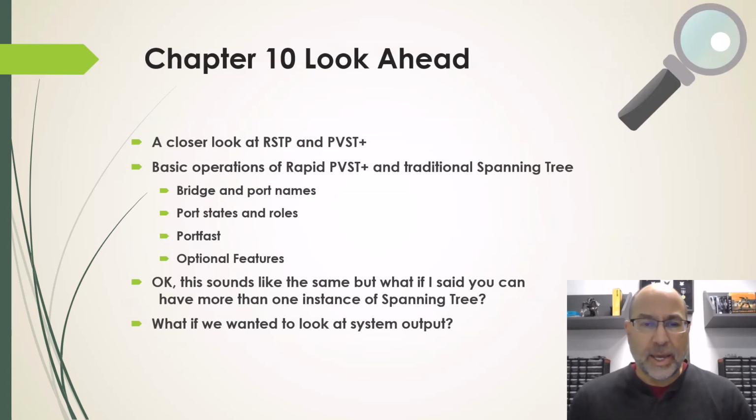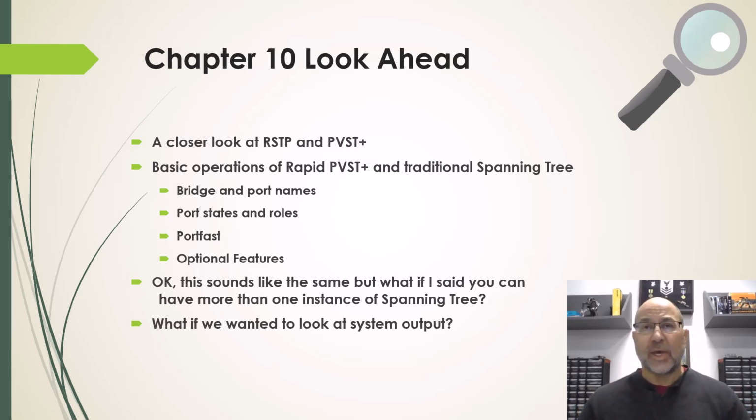So our chapter 10 look ahead, it is more spanning tree. So you could say, oh my God, why are we doing this 2 weeks in a row? But it's a closer look at rapid spanning tree and per VLAN spanning tree plus. The thing I'll point out in the look ahead is that we'll remind ourselves about the basics, but what if we do implement more than one VLAN? Then things get really, really dicey. It gets really, really interesting. And then what if I wanted to look at additional system output? Plus, we haven't really looked very hard at some of the advanced features. All we did today was PortFast and priority. So there's a lot more to this.